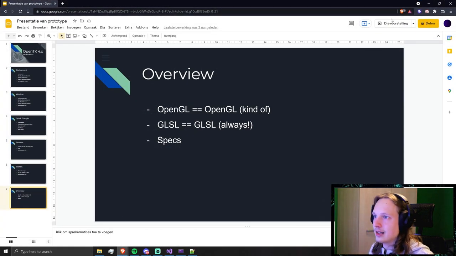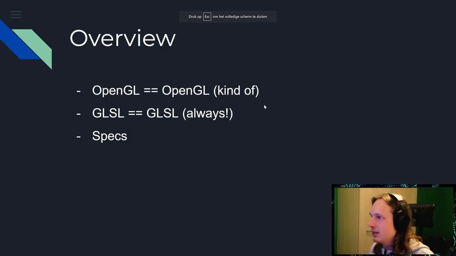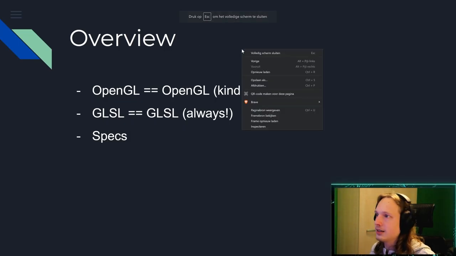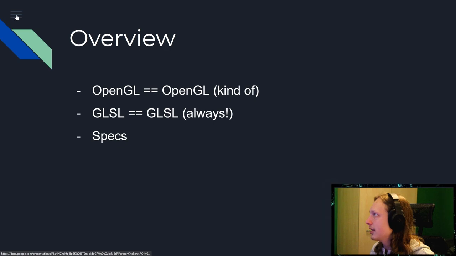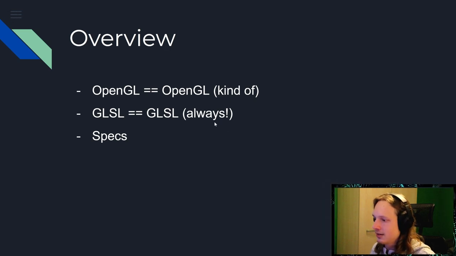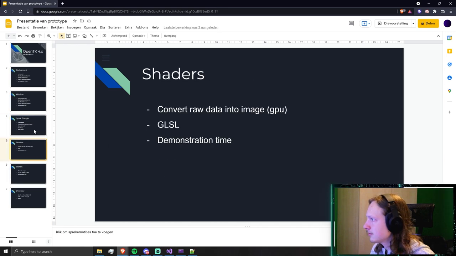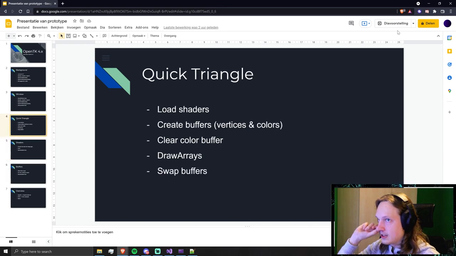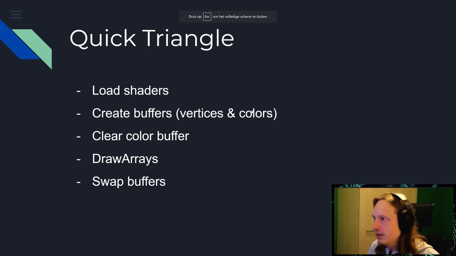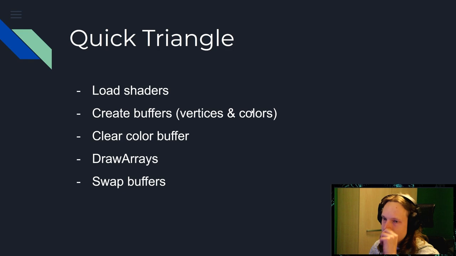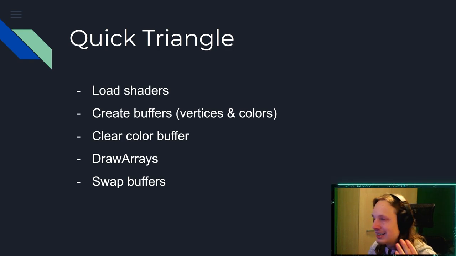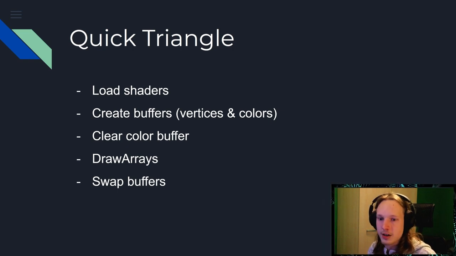And then here in this last little step, I really did go one too far to the back. Suppose we can look at this quick triangle frame here. So what was it again exactly that we wanted to do? Well, we need to load the shaders. We did that. We need to create the buffers. We did that as well. Then we need to clear the color buffer. Important, still need to do that. Draw the arrays and swap the buffers. All right, let's do that.